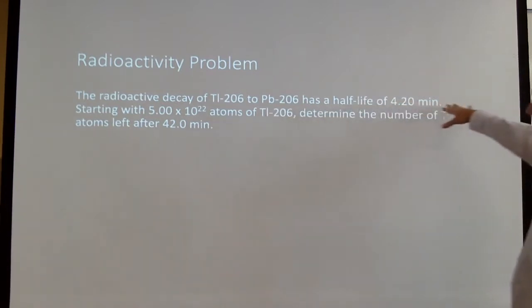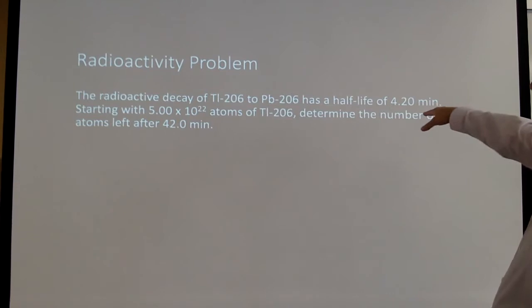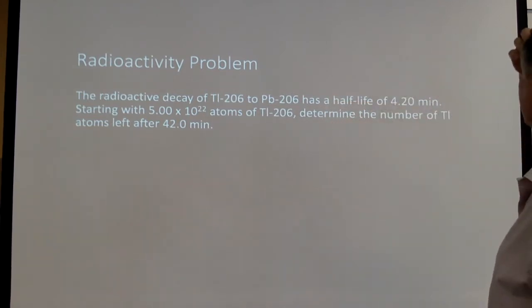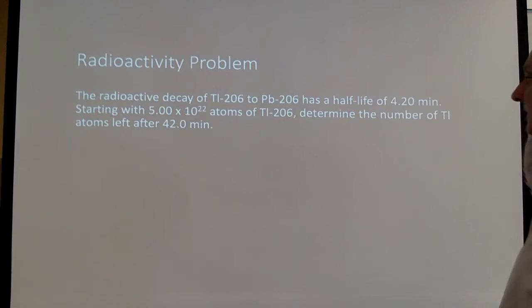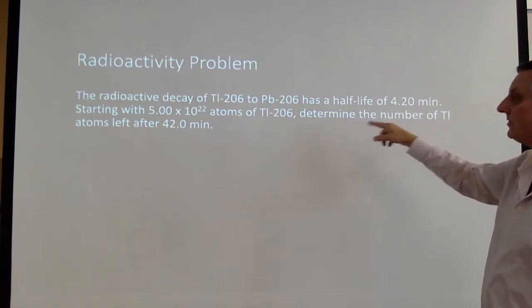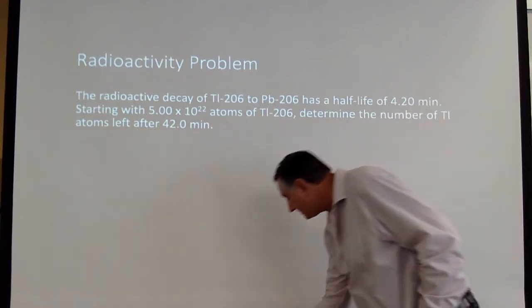So here is what we have. The radioactive decay of thallium-206 to lead-206 has a half-life of 4.2 minutes. But we have this many atoms of thallium. Determine the number of thallium atoms left after 42 minutes.